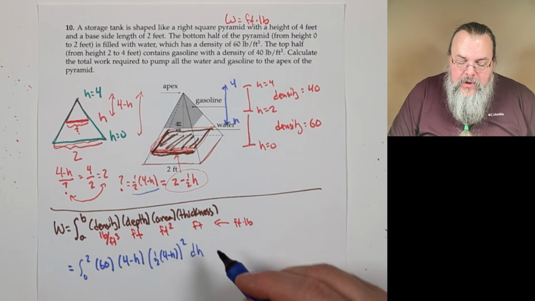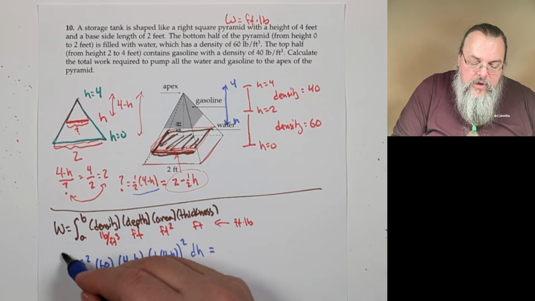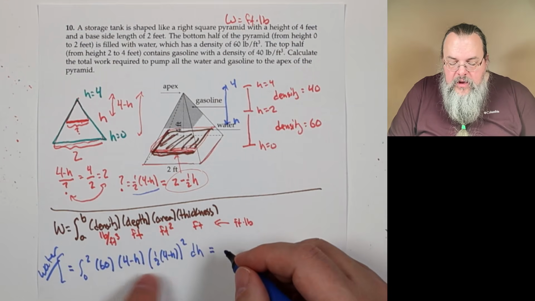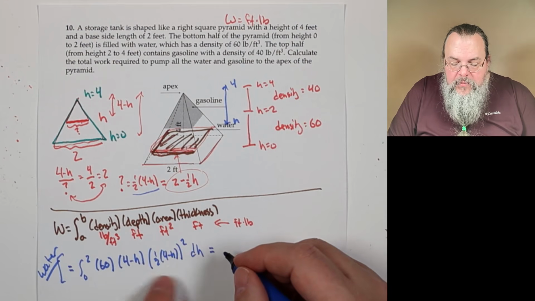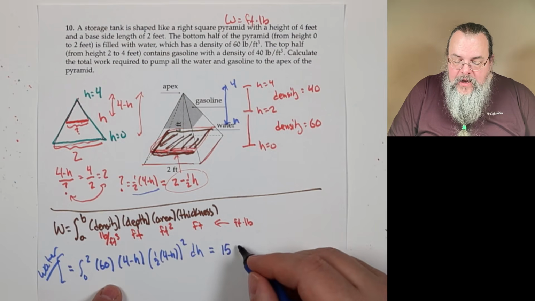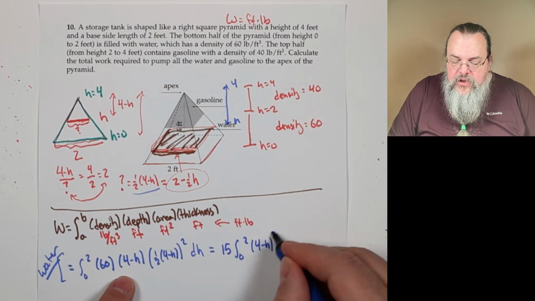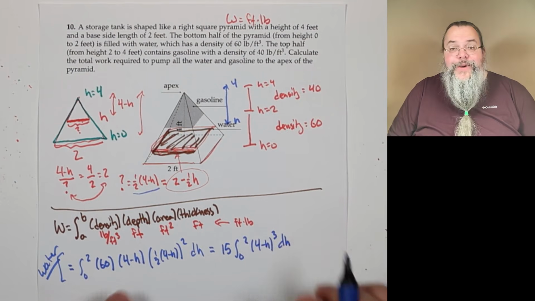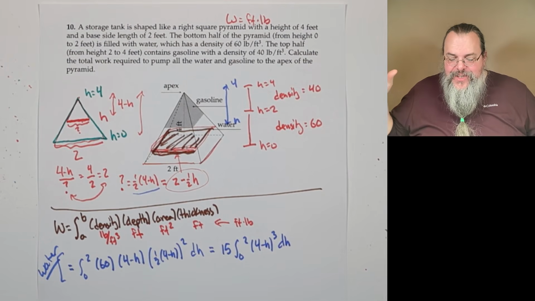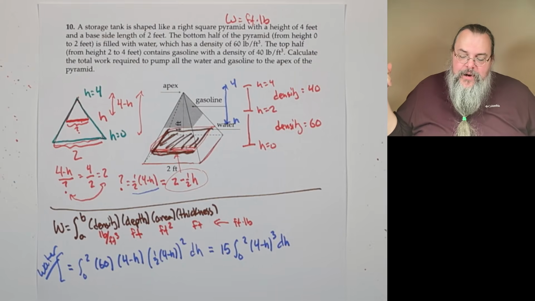Okay, well, this here is the water. The 60 squared comes a quarter, times 60 comes 15. Then we're going integral 0 to 2 of (4 minus H) cubed. Now, we don't actually have to integrate, so we don't have to expand (4 minus H) cubed. I mean, we could, but that would probably give us some heartbreak.